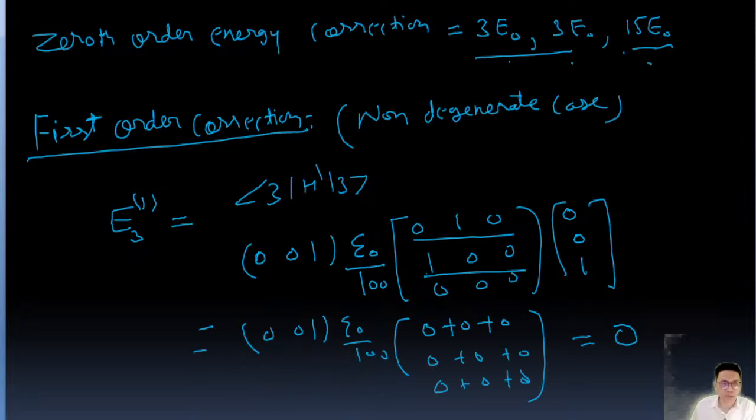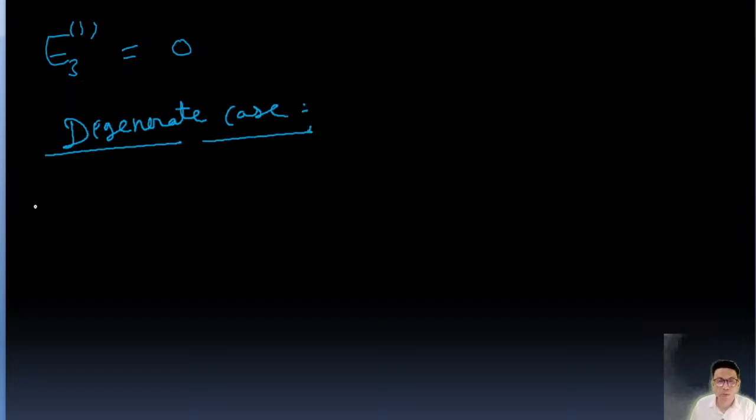Now we will solve the degenerate case. So for the degenerate case, we have the energies 3E0 and 3E0, this one.